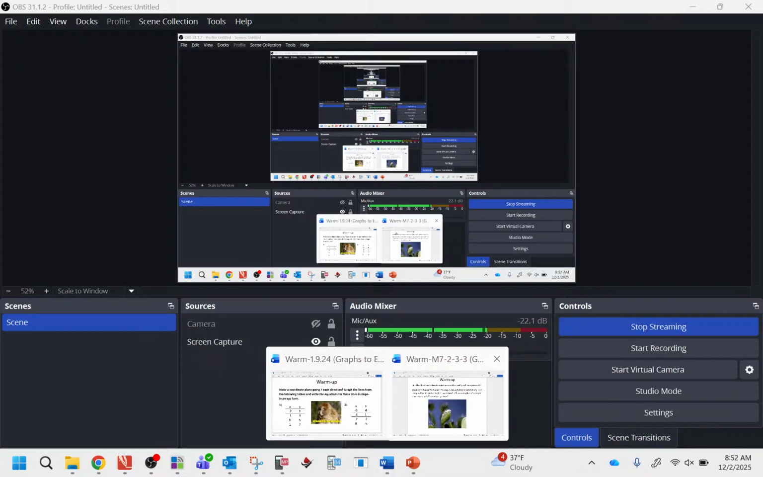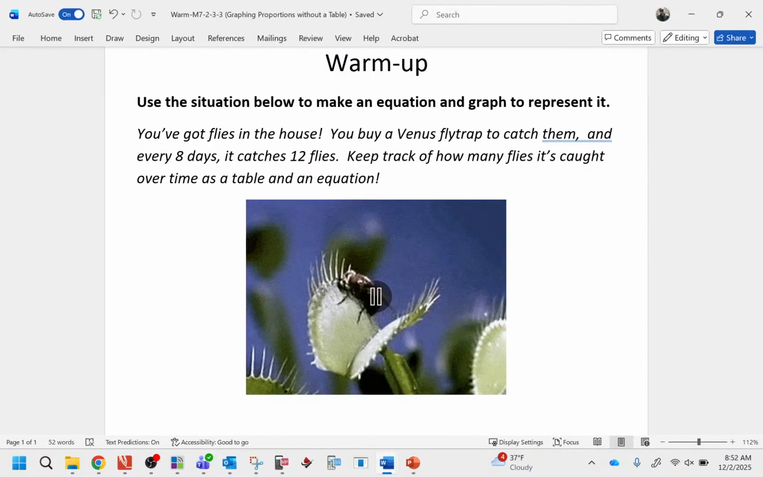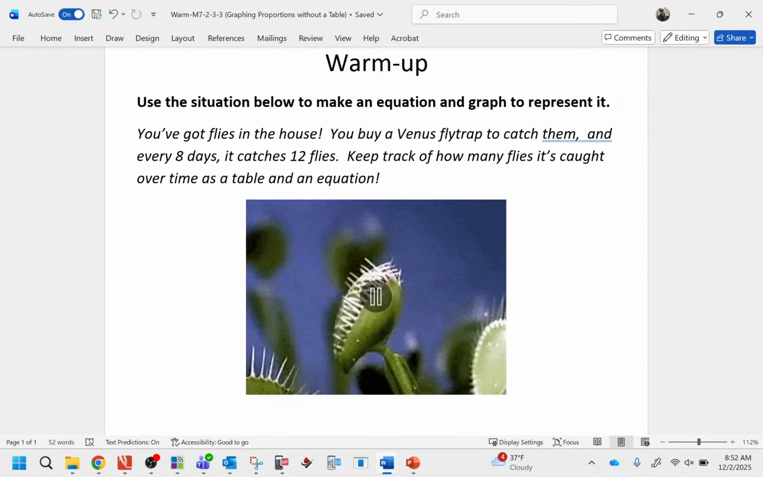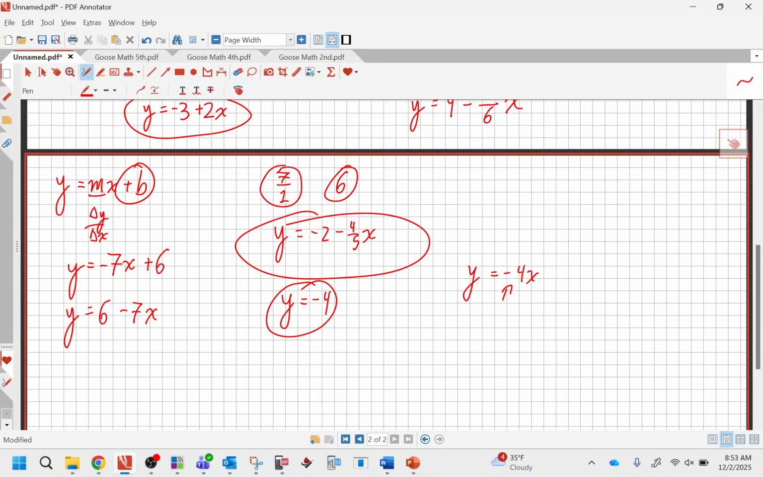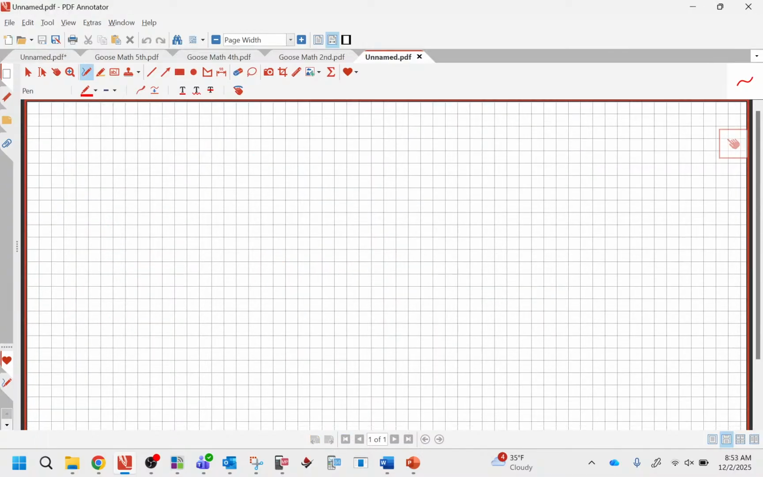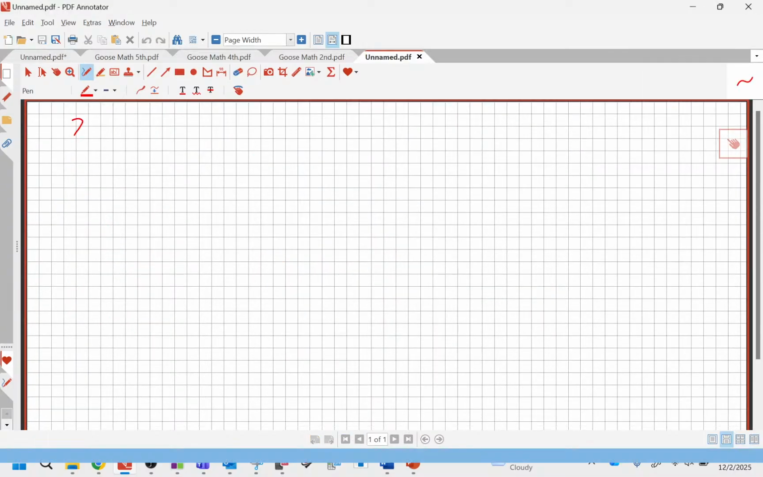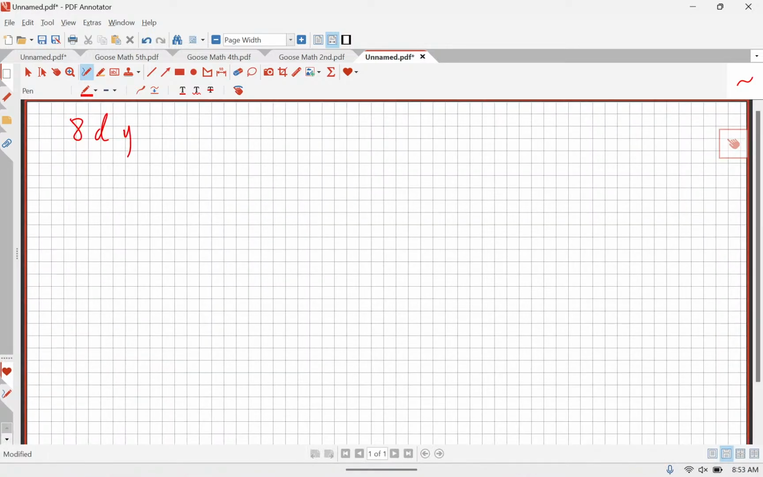Okay. Here's your warm up, guys. You've got flies in the house, so you can know how to read. Pause the video, work on that because we are ready to go. Let's do it. Okay, so here we go. The story goes you've got flies in the house, and every 8 days, this fly trap can catch 12 flies. So we're going to make a table of values.